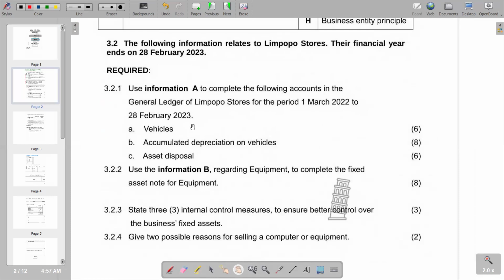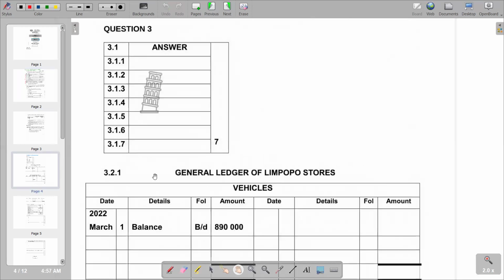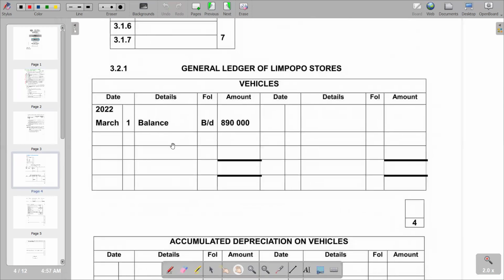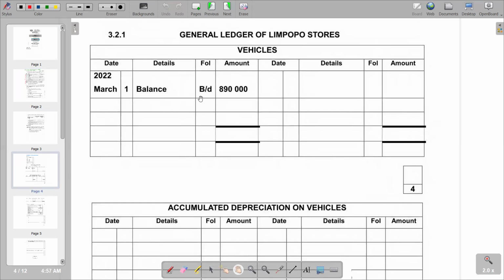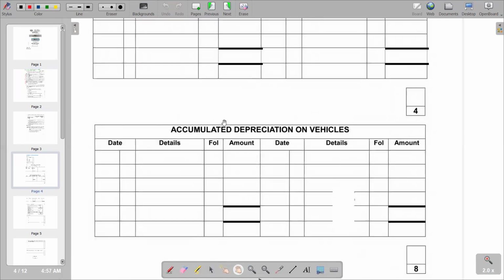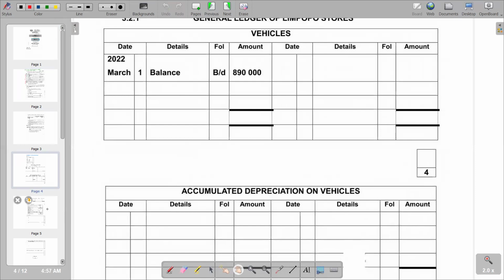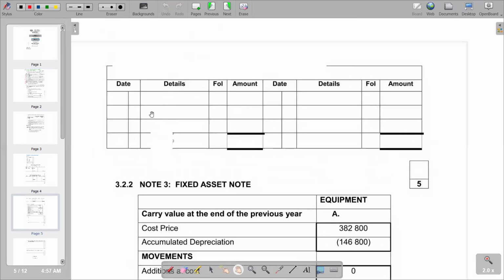We are going to open these accounts, but we have them opened in our answer section, whereby we put the general ledger, vehicles, accumulated depreciation, and also the last one, which is going to be the asset disposal account. So this is going to be our asset disposal account. We are saying this is the asset disposal.